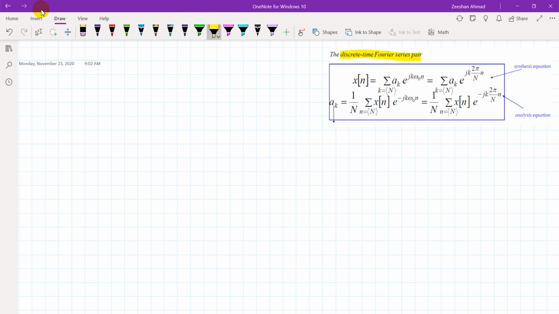The method is more or less similar to what we did for the continuous time Fourier series, with a small change here. Now, if we need to write the periodic signal x of n, it will be equal to the summation k equal to, and we have N in these small brackets here. It means that we are talking about the N successive values of k here. So we need to have our time period.